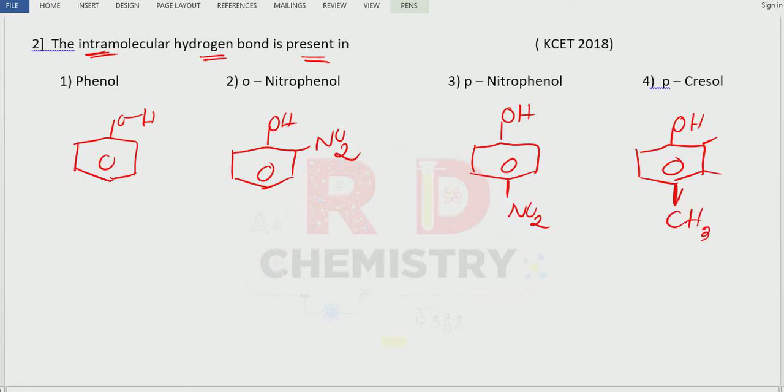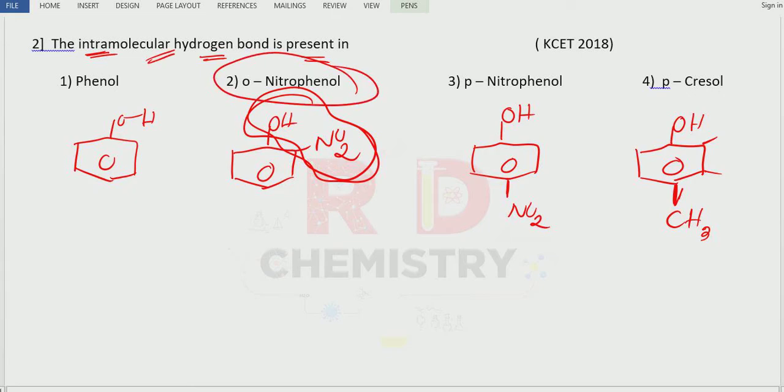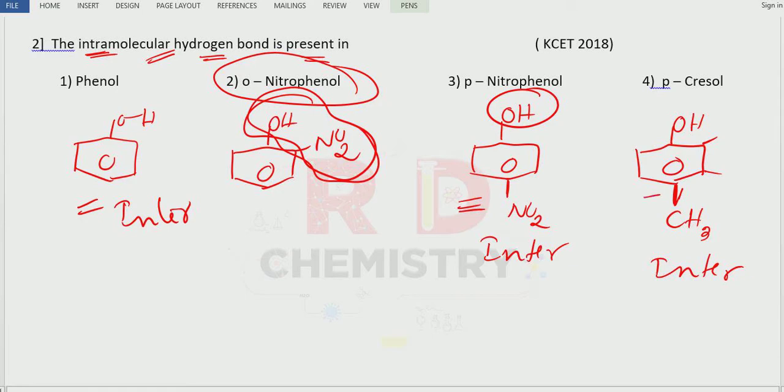Remember, intramolecular hydrogen bond is generally possible when the groups are ortho to each other. Orthonitrophenol is the example for intramolecular hydrogen bonding. Groups should be ortho to each other. The others will form intermolecular hydrogen bonds, with one more phenol, one more orthonitrophenol, one more paranitrophenol. But in the case of orthonitrophenol, a single molecule is enough, within the molecule itself. So the answer is option number 2. Clear?